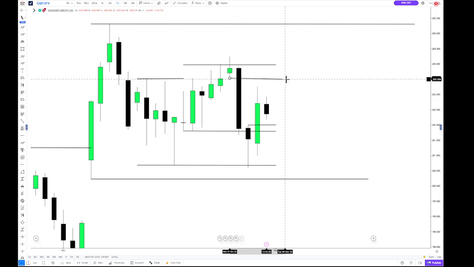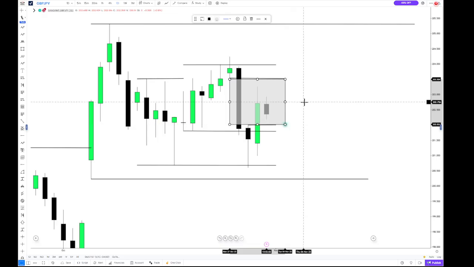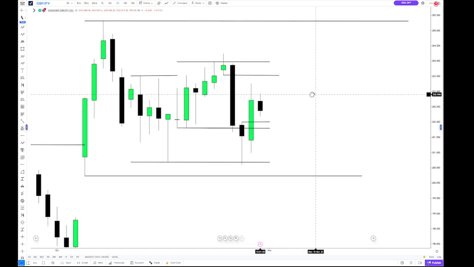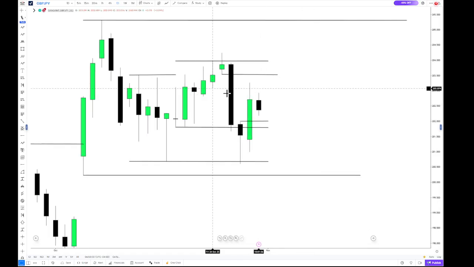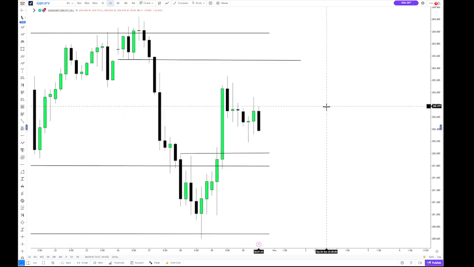So what do we have here? At around this level, we have what? We have this imbalance at around here. So the market is currently inside this imbalance, right? From there, if the market mitigated that imbalance, you do what? You go to the next time frame, the four hours.